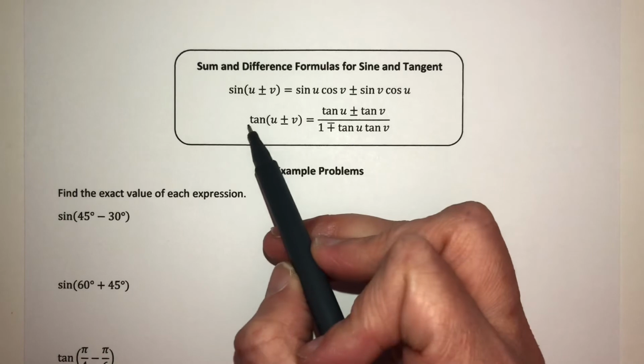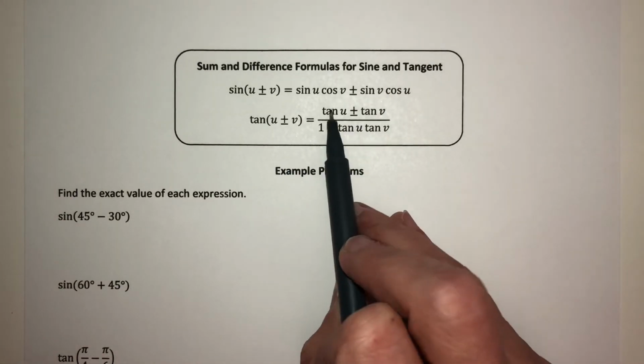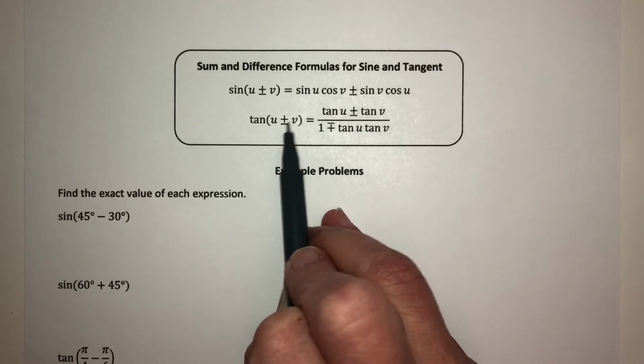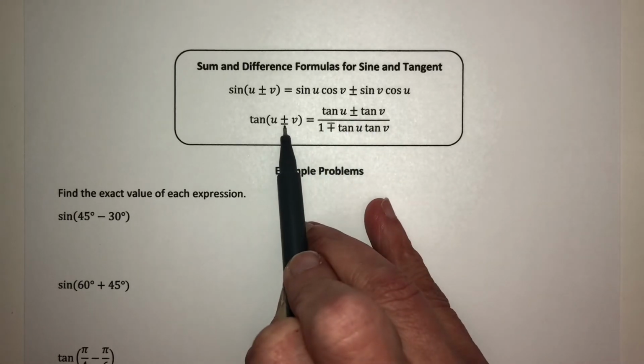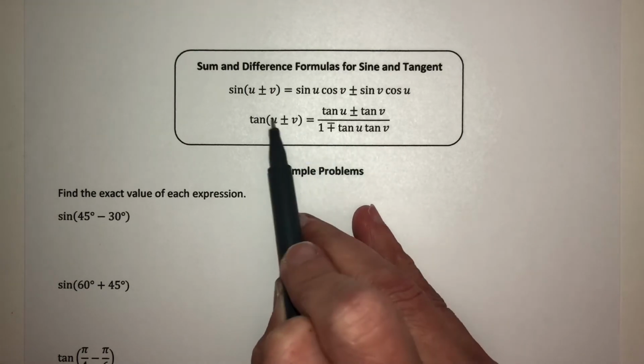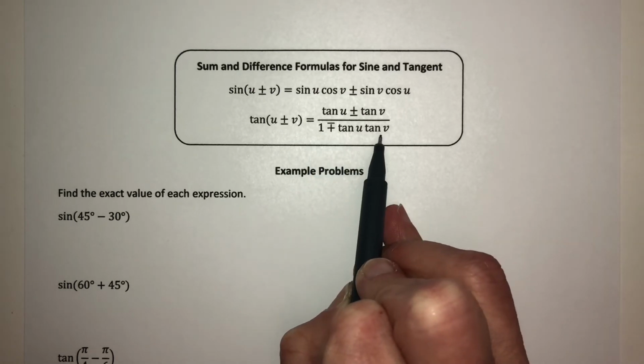Okay. For tangent, you get a fraction. Tangent of u plus or minus tangent of v, so you're going to use the same sign up here as you do here. But in the denominator, you're going to use the opposite sign. We have minus plus. 1 minus plus tangent of the first times tangent of the second.